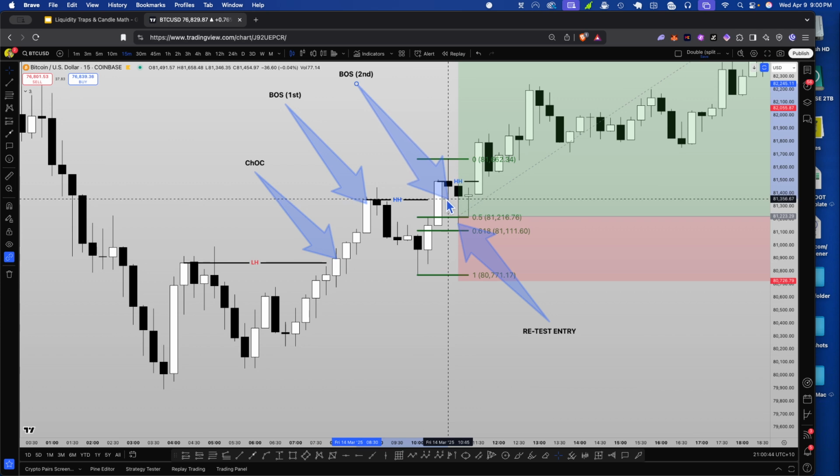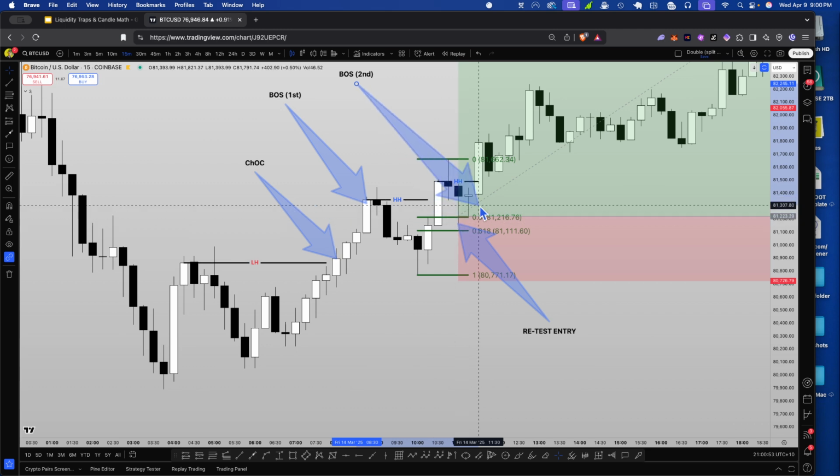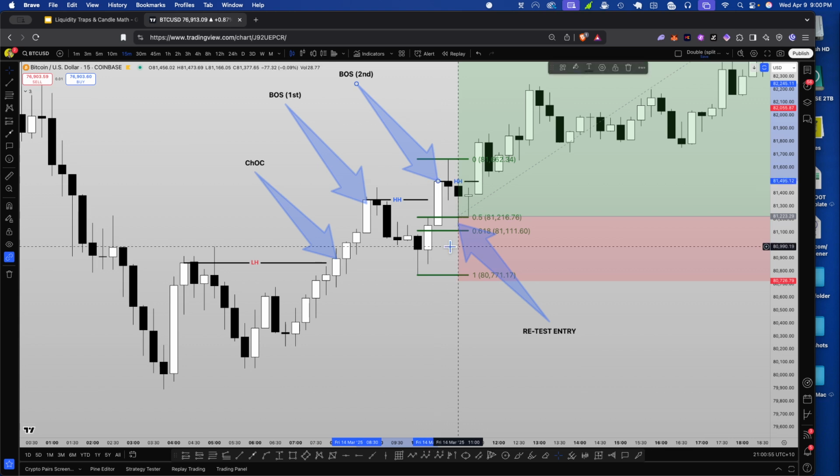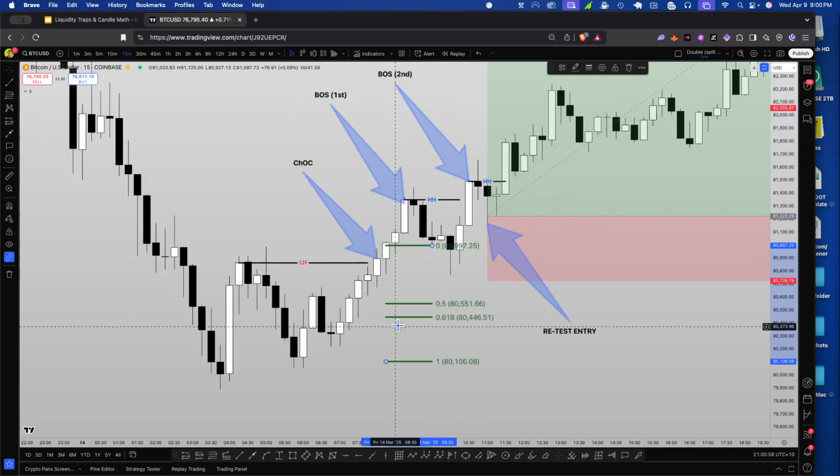You can see the imbalance between this wick printed and this wick printed. There was this big white gap here, that's called a fair value gap, and that entry managed to both fill the fair value gap and also hit the 50 to 61.8. So this was a great entry right there. You can see it.